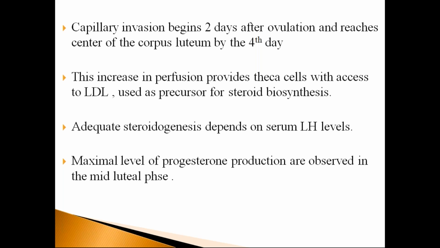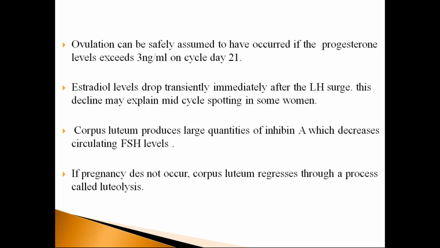As I have already said, theca cells have enzymes like 17-hydroxylase, which is required for steroid biosynthesis. Adequate steroidogenesis depends on serum LH levels, and the maximum level of progesterone production is observed in the mid-luteal phase. So ovulation can be safely assumed to have occurred if the progesterone concentration is 3 nanogram per ml by the mid-luteal phase, that is on day 21.